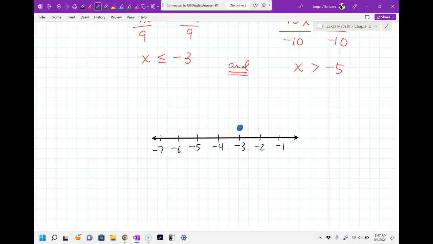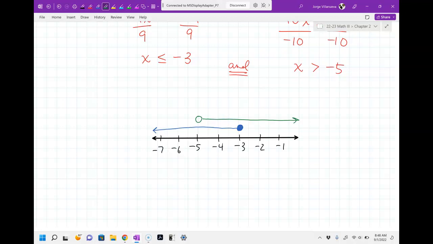Which direction? It's less than or equal to? You said? Left, right? Yeah, left. So here we go. Left. Okay. The next one. x greater than -5. Is that solid or empty? Empty, right? At -5. And which way does it go? It goes to the right.